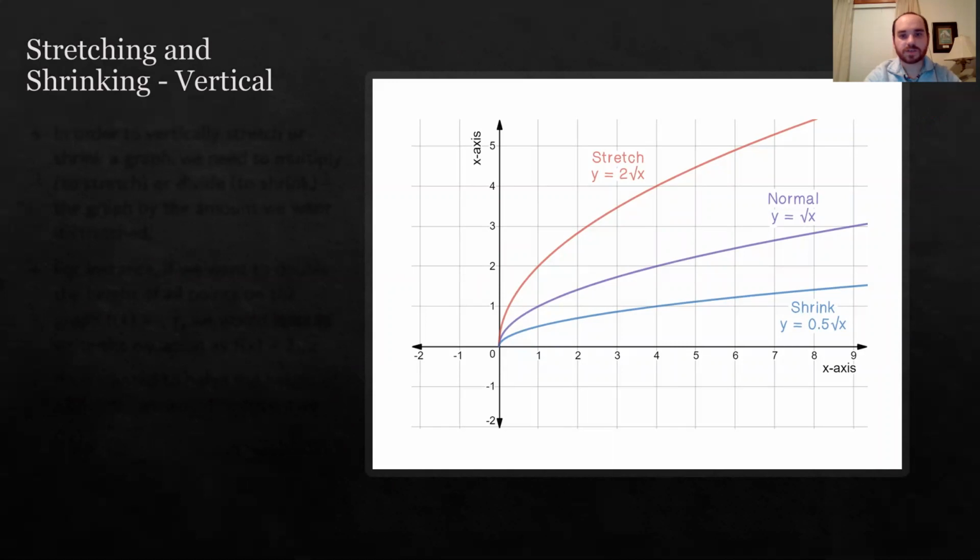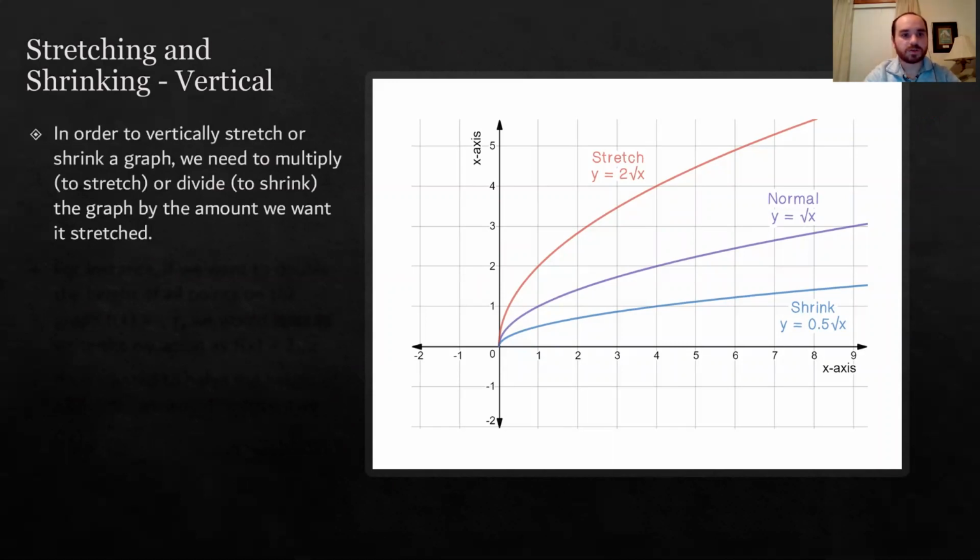So, shrinking and stretching vertically. In order to vertically stretch or shrink a graph, we simply need to multiply to stretch or divide to shrink the graph by the amount that we want it stretched. In this case, we want it stretched out by a factor of 2. So you'll notice that where the original graph hits 1, this one now hits 2. Where the original graph hits 2, this one now hits 4. And then it looks like it does hit 3 right here, and this one would hit 6, but we're not there. So that one will stretch it by a factor of 2.